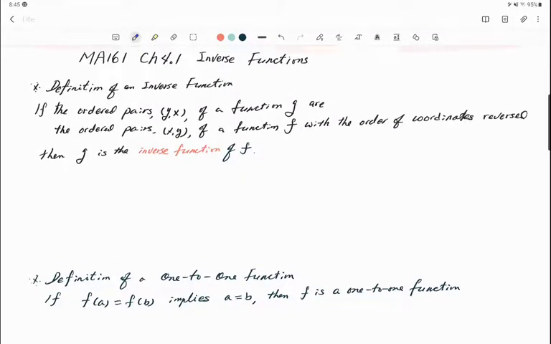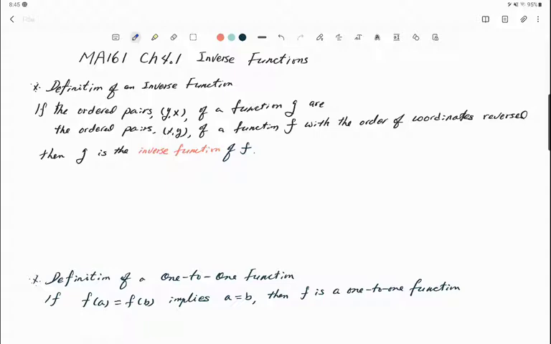Okay, chapter 4.1, inverse functions. First of all, the definition of an inverse function is: if the ordered pairs of a function g are the ordered pairs of a function f with the order of coordinates reversed, then g is the inverse function of f. What do you mean by this?